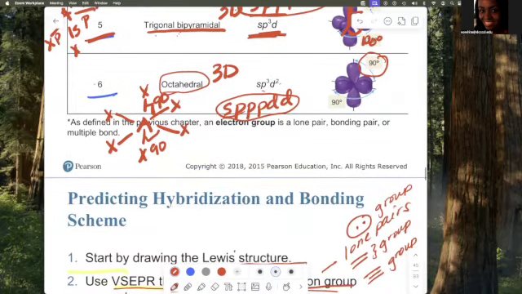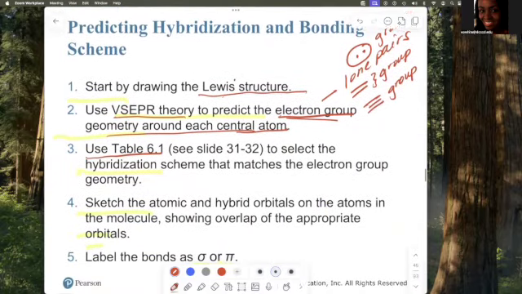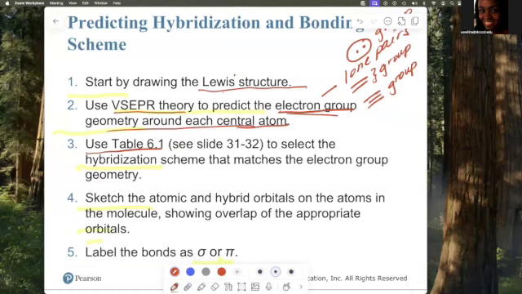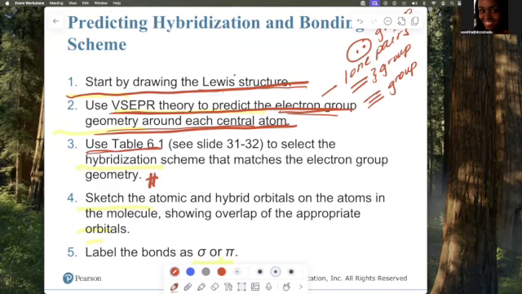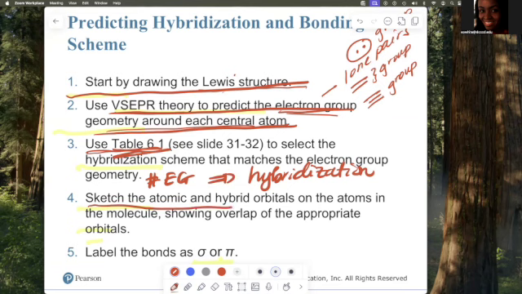Okay? And then this just walks you through the steps of what to do. Once again, start by drawing the Lewis structure. Use VSEPR theory to predict the electron group geometry around each central atom. If they're asking you for molecular geometry, use the table to figure out the molecular geometry. And of course, for hybridization, remember the number of electron groups determines the hybridization. So you want to match the hybridization to the electron groups from that table, 6.1. And then you want to sketch the atomic and hybrid orbitals, the little boxes, and then show the overlap.